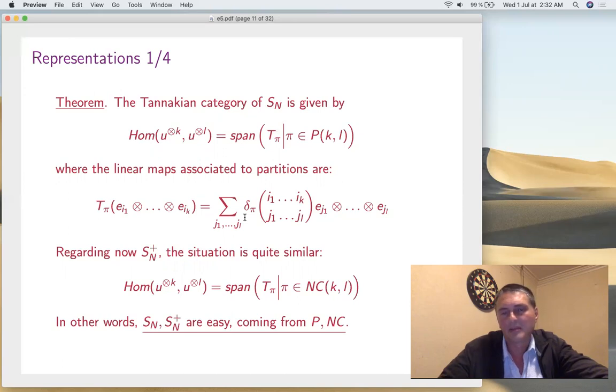And what's the reason for that? Somehow, well, all these things are invariant under the permutations. Let's put it like here, like that. And for Sn plus, well, in general, when you liberate, you have to remove the crossings, so you can only get NC, all the non-crossing partitions. So that's our theorem. Sn, Sn plus are easy, coming from P and NC respectively.